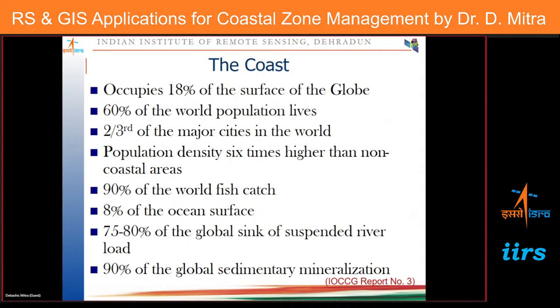As I told you, it is a part of the land and a part of the water. So 8% of the ocean surface comes under the coastal zone, 8% of the ocean surface and 18% of the land surface. 75 to 80% of the global sink of suspended river load happens in the coastal zone. That means the river is bringing a lot of sediments from the land before it meets the ocean, and it dumps those sediments in the coastal zone, and it may form a delta depending on other geological situations and oceanographic conditions.